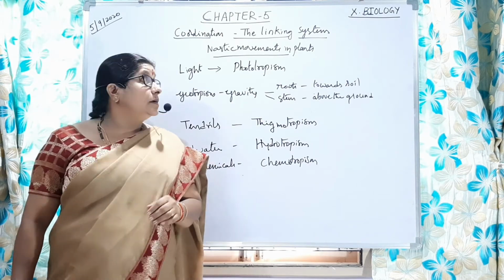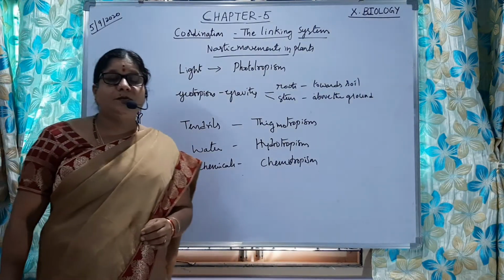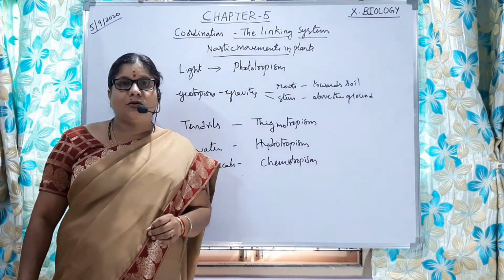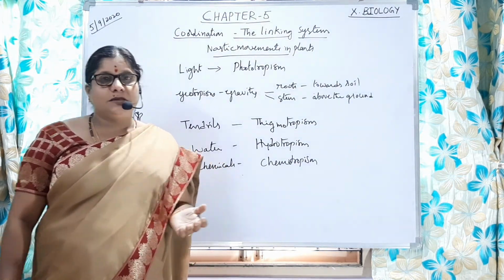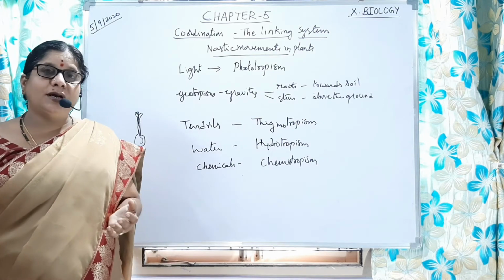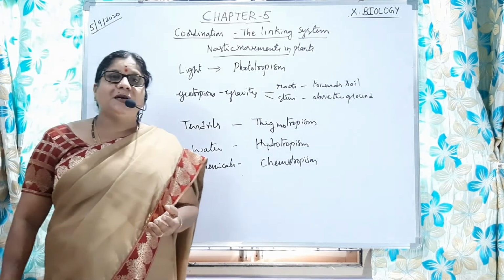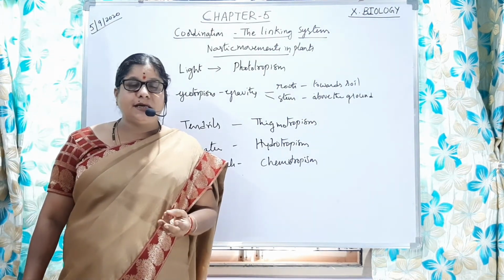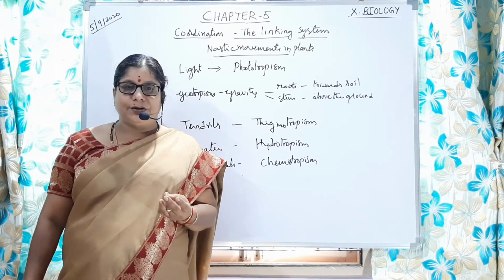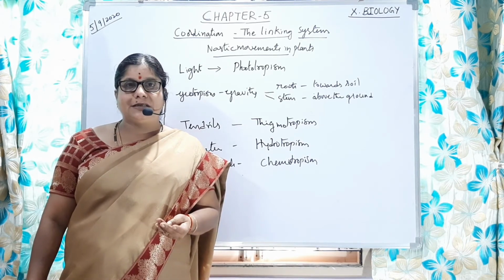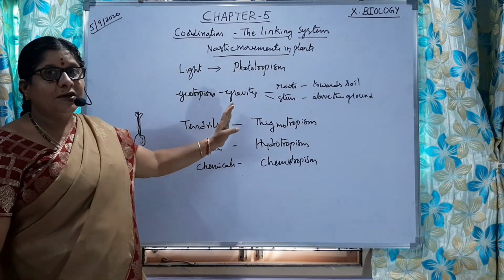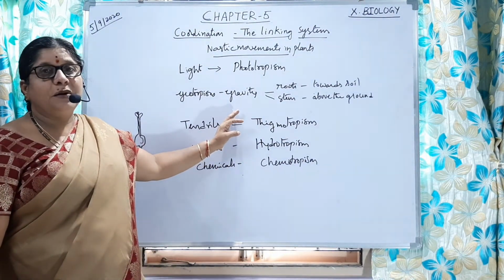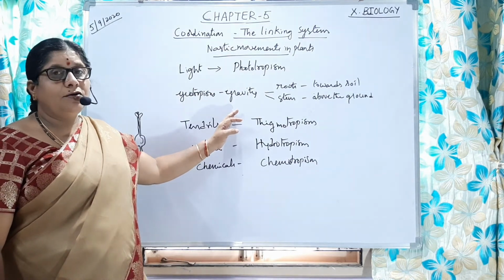In this chapter, coordination, the linking system, we learned how coordination is brought about in plants and in animals, especially in human beings. In humans it is because of nervous coordination and chemical coordination, that is, the endocrine system, which we discussed in detail. In plants, coordination happens through chemical coordination by different plant growth substances, which we have discussed.